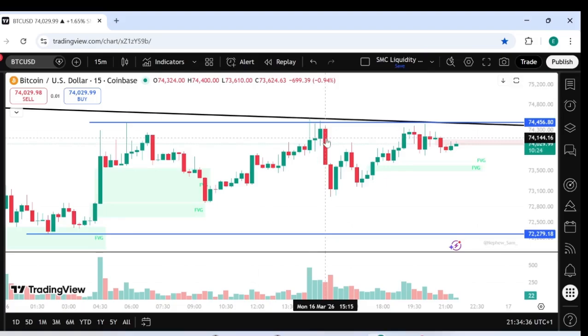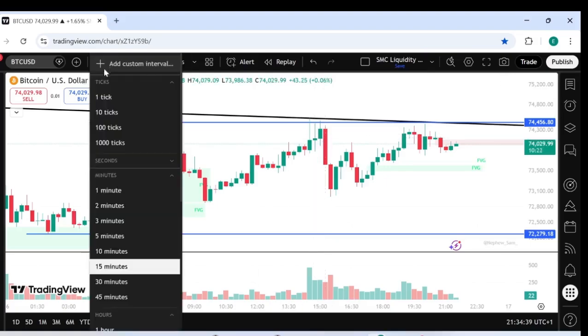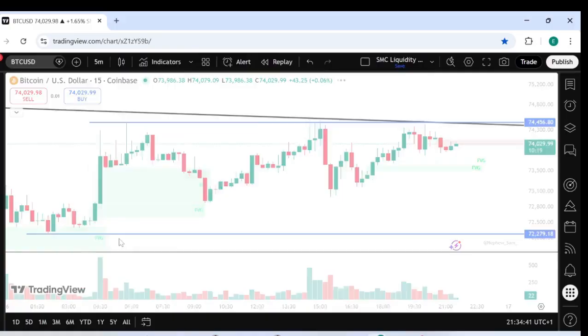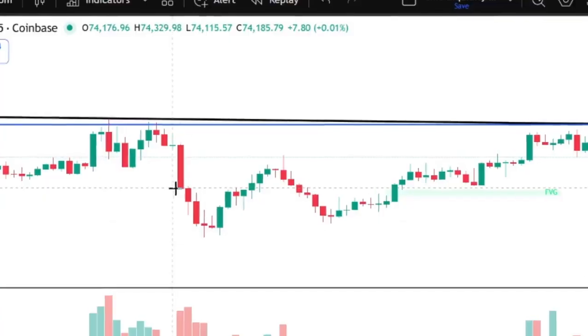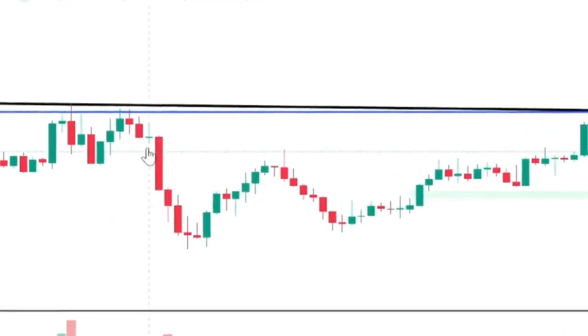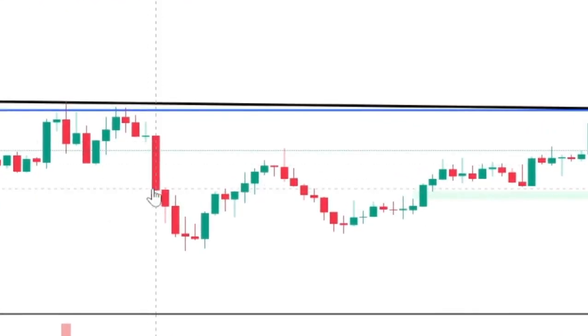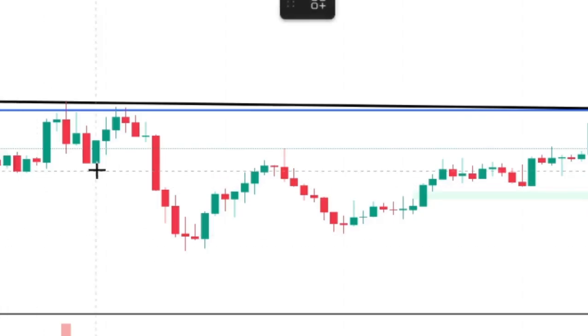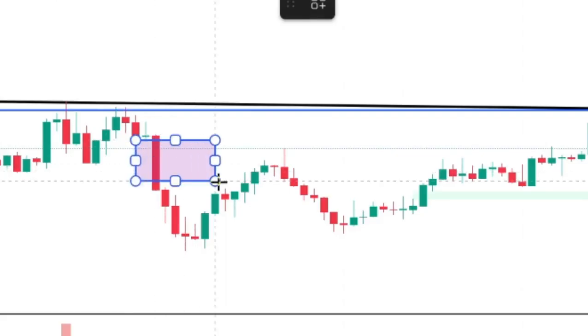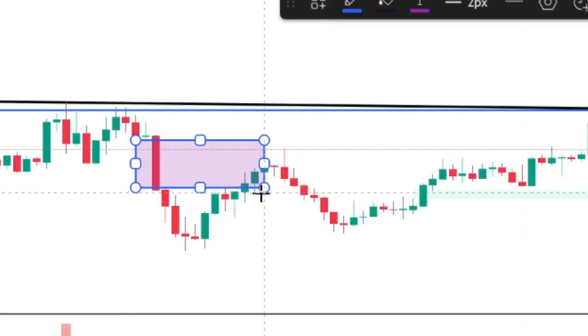Once this action happened, the next thing I did was step down to 5 minutes. I'm looking for a fair value gap in that place. Between here and here, can you see a fair value gap? Let me put a fair value gap in that place. I want you to see with your eyes. From this point to this point, can you see a fair value gap at that point? That was today around 1 o'clock.